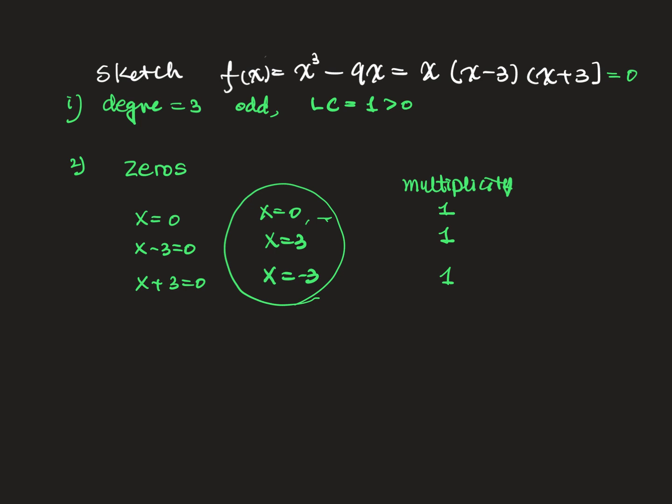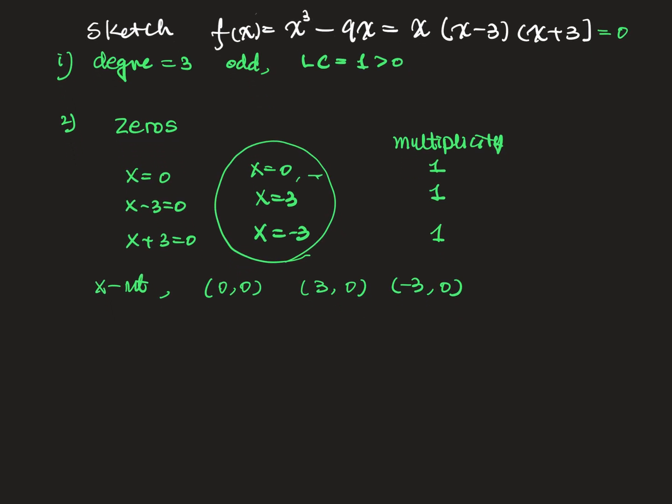Based on this, they give the idea of the x-intercepts. These are all the x-intercepts, right? So you write down (0, 0), (3, 0), and (-3, 0). That's the x-intercepts. Another very important concept here, guys: when the multiplicity is odd, the behavior is going to be cross. I'm going to explain it to you. Here it is odd, so the behavior is cross. That's the second part, finding the multiplicity and zeros.